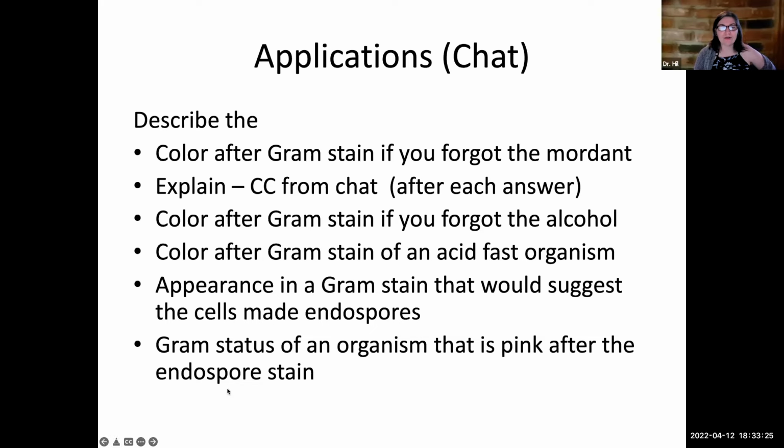And here's the other reason I ask this question in this way. Your tendency when asked a question, in a class or in real life, is to assume there is an answer and to try to provide that answer. And your brain kind of works this way too. So just remember that sometimes there is not an answer, right? The answer to this question, what's the gram status of an organism that is pink after the endospore stain? What's the answer, guys?